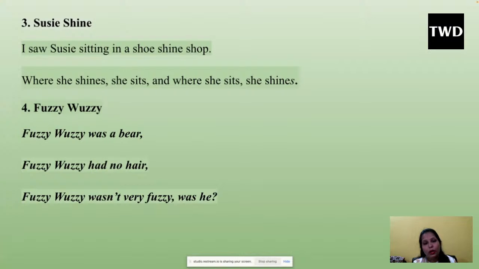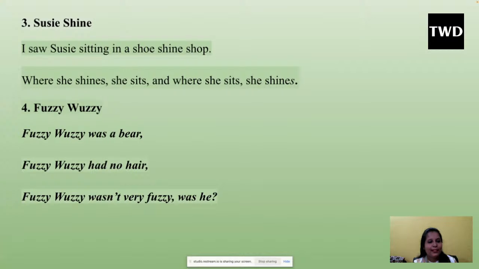Yes. Please do not read it in this way. Fudgy Wudgy. It is not fudgy wudgy. It is fuzzy wuzzy, with a Z. The Z sound should come here. Yeah. Be mindful when you are practicing these tongue twisters.